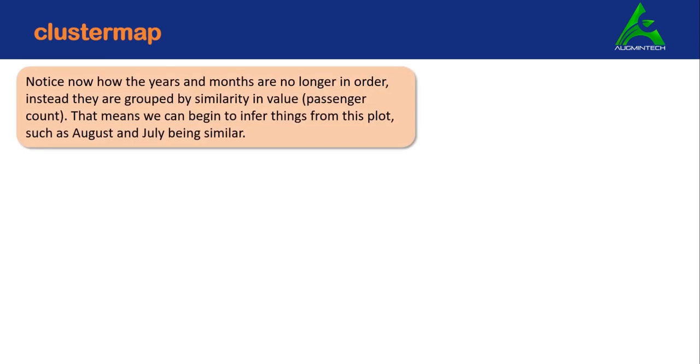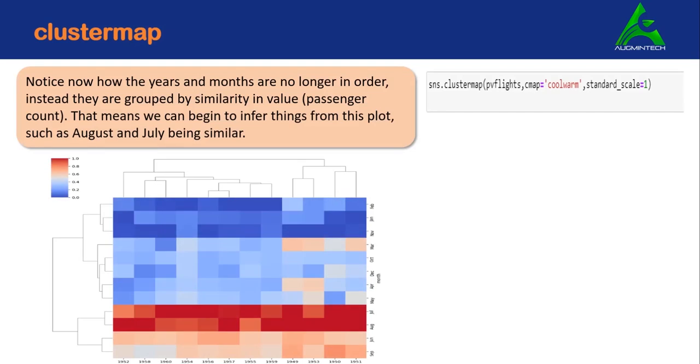And now we can notice how the colors and months are no longer in order. Instead, they are grouped by similarity in value, that is the passenger count or number of passengers. That means we can begin to infer things from this plot, such as August and July being similar. So here, if we take into consideration July and August, they are pretty much similar. And then the scale can be changed from 0 to 1 by specifying a parameter standard_scale equals 1 to our sns.clustermap. So this is how the output of cluster map looks like.